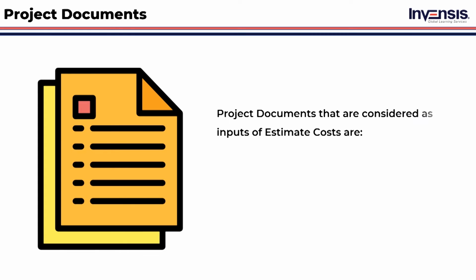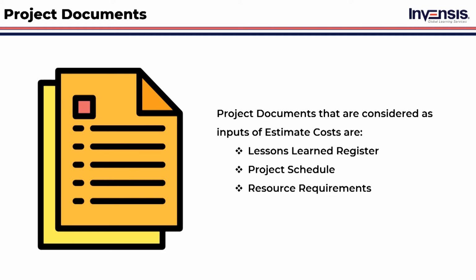Now, let us start with the project documents. Project documents that are considered as inputs of estimate costs are Lessons Learned Register. This is a document that helps to document the lessons learned from the previous projects with respect to the cost estimates, such that it can improve the accuracy in estimating the costs. Project Schedule. This project schedule specifies the kind, number, and duration of team and physical resources involvement in the project. Resource Requirements. These will identify the types and quantities of resources required for each work package.